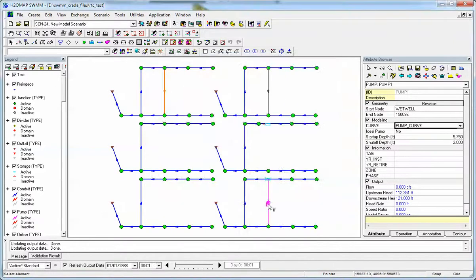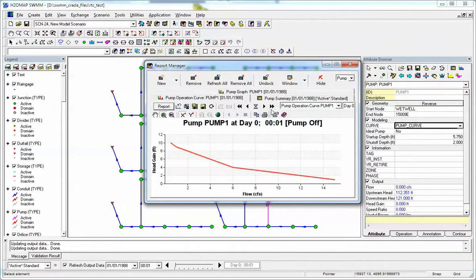And also inside of InfoSWMM and H2OMap there's another graph that you can look at, which is the pump operation curve, and that shows you over time where the pump is on the curve. So now you see the little dots.